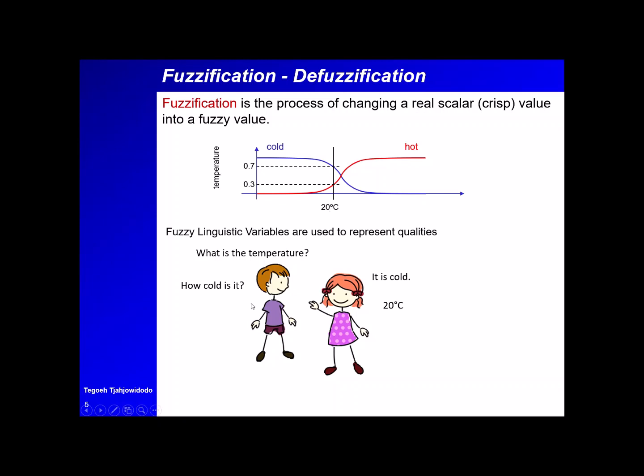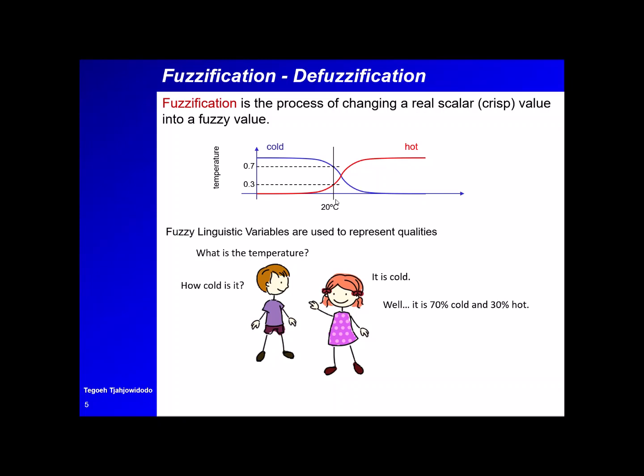So if someone is asking me, what is the temperature today, or how cold is it today? If we are talking in our common language, my response will be just, it is cold, or I might just answer, it is 20 degrees Celsius. But if I'm talking in fuzzy language, and someone is asking me how cold is it, I will answer by saying, well, the temperature now is 70% cold and 30% hot. That's how you will respond if you answer the question in fuzzy language.